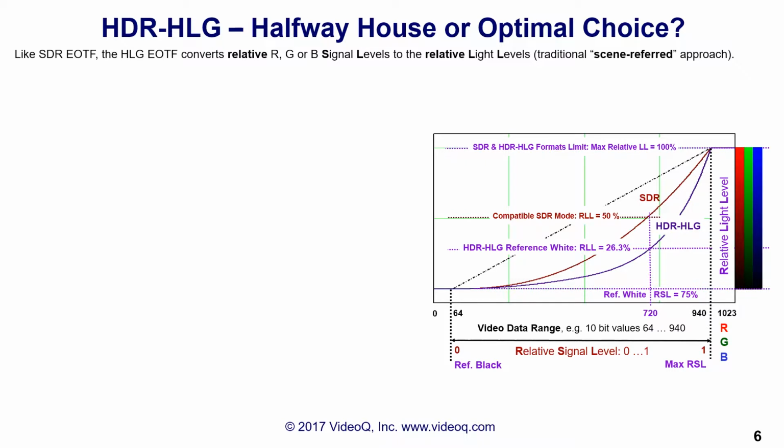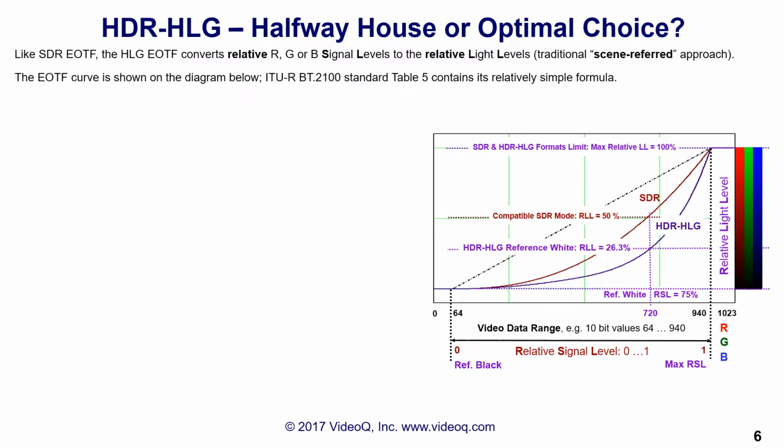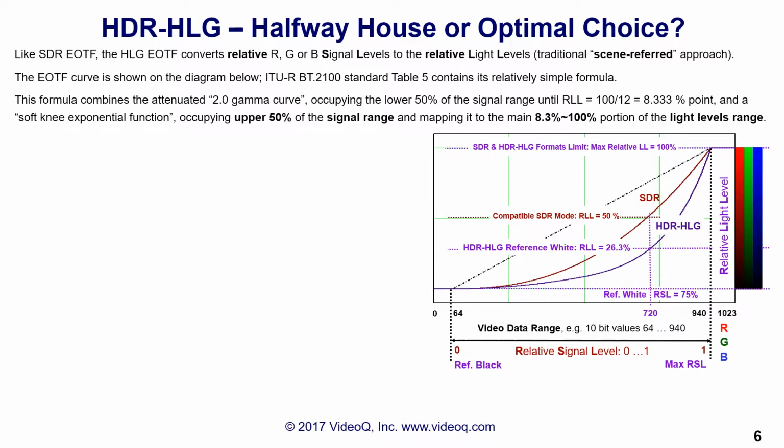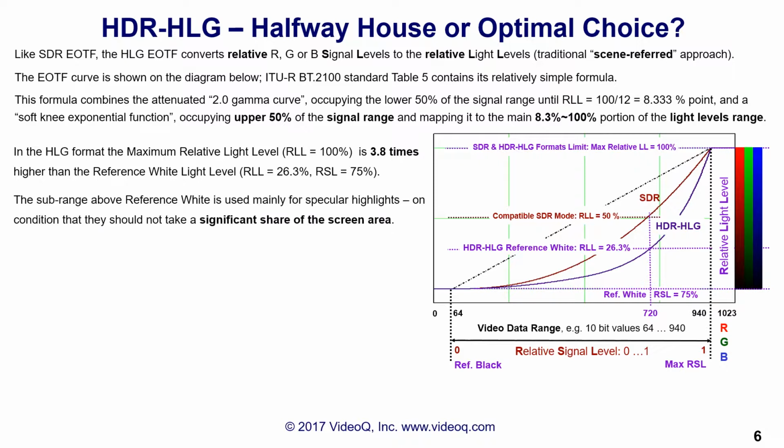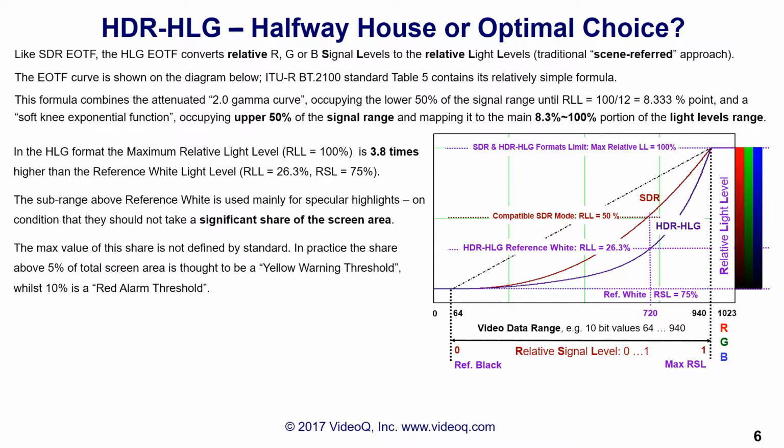HLG EOTF converts relative RGB signal levels to relative light levels, and that's a traditional scene-referred approach. Unlike SDR, the maximum 100% relative light level of the HLG format is 3.8 times higher than the reference white light level, which is set at 26.3%.